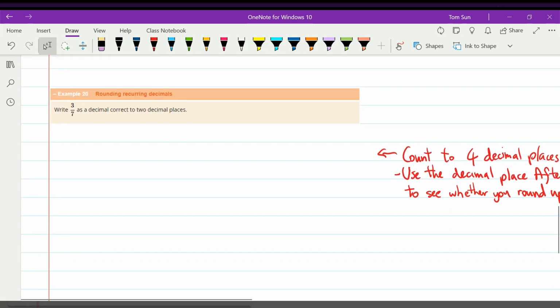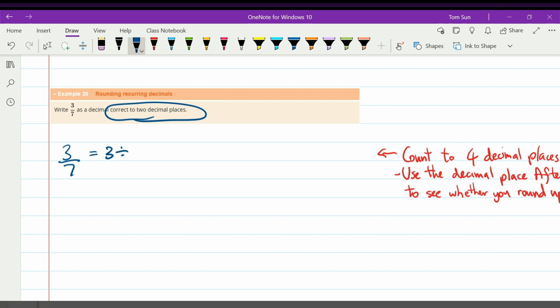Okay, look at this one. 3/7 is actually a recurring decimal, I believe, but instead of showing it as a recurring decimal, it says correct to 2 decimal places. So we need to do this the right way. 3 divided by 7. We did this before, by the way. This is nothing new. 7 goes into 3 none times, so put the 0 on top. 3 remainder. 7 goes into 30 is 4 times with a remainder of 2.